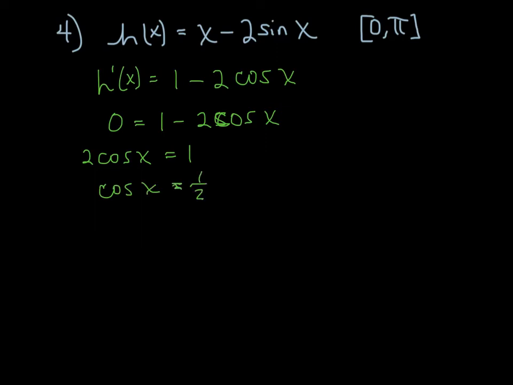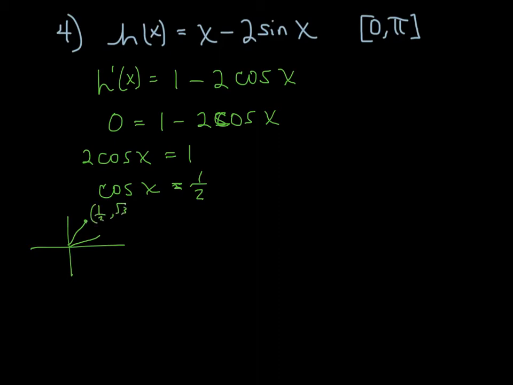Okay, so if cosine of x is equal to 1/2, now I need to figure out what x values that works for. And really, I want to keep in mind my closed interval from 0 to pi. So if I think about my unit circle points, I'm looking for which point has an x value of 1/2. And so hopefully I know that that's this point right here.